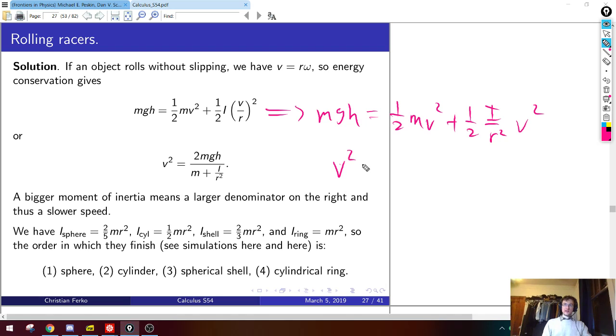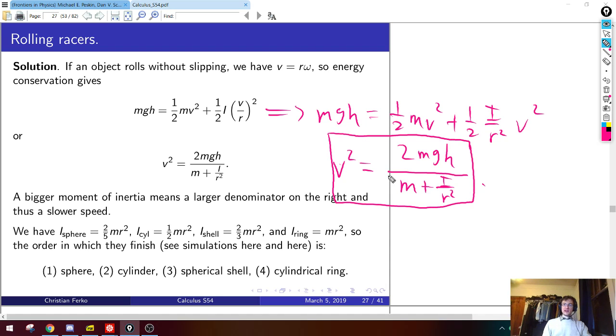At the first step I have v squared, and I can multiply by 2 to get rid of these fractions. So 2mgh over, what's this guy? M plus I over R squared. So this is v squared. And now we see very explicitly that the objects with bigger I's are going to go slower, right? Because I appears in the denominator. So if I is huge, the denominator gets bigger and the object moves more slowly. But if I is small, the denominator gets smaller and the object goes faster.